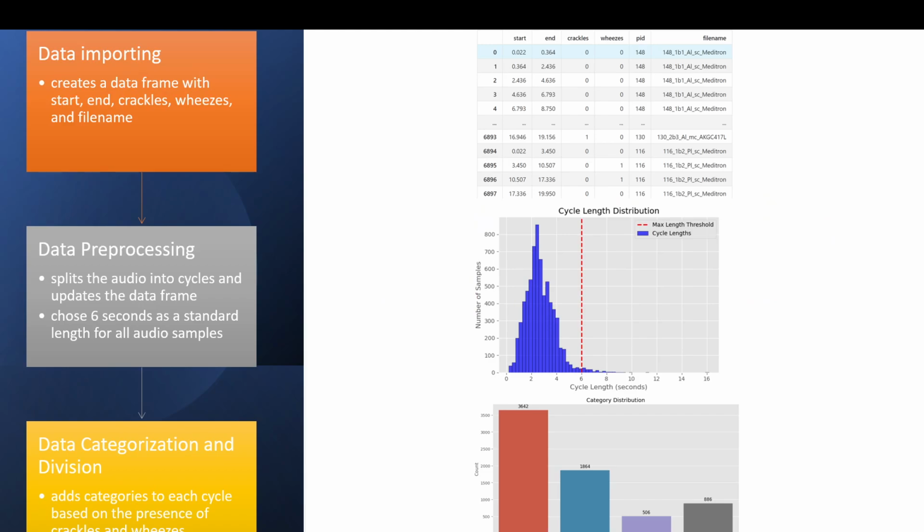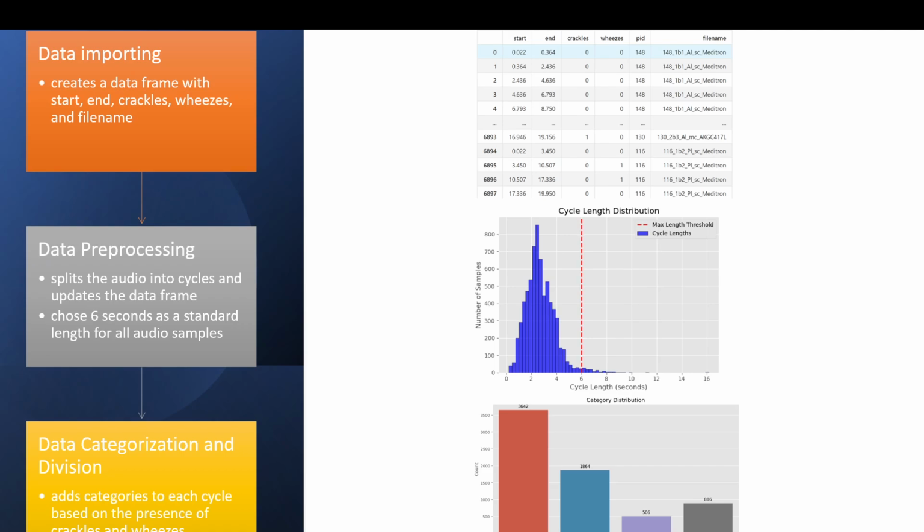So what are the steps we're following? First, we're importing the data and making a data frame, as you can see on the right in the first image on top. After this, we'll pre-process the data and split the audio into cycles and update the data frame. We chose 6 seconds as the standard length here, as about 98% of cycles are less than 6 seconds long, as you can see in the image on the right in the middle.